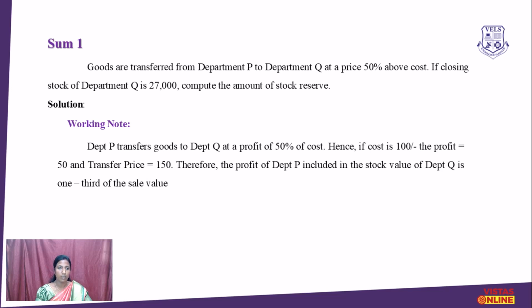Working note 1. Department P transfers goods to Department Q at a profit of 50% on cost. Hence, if cost is 100%, the profit is 50 and the transfer price is 150. You know the formula. Therefore, the profit of Department P included in the stock value of Department Q is 1/3 of the sales value.